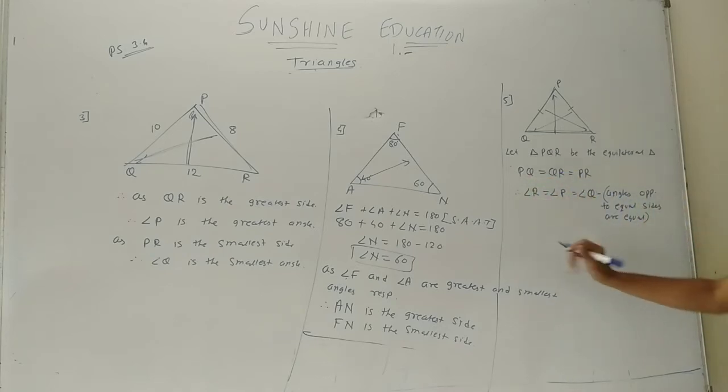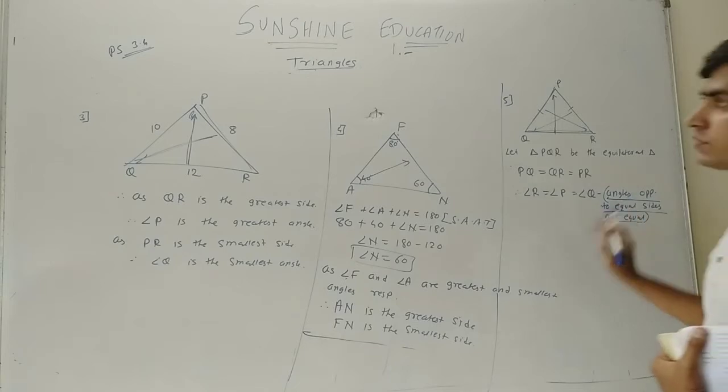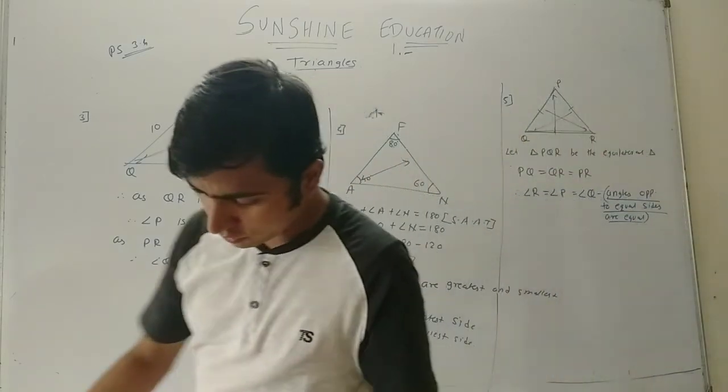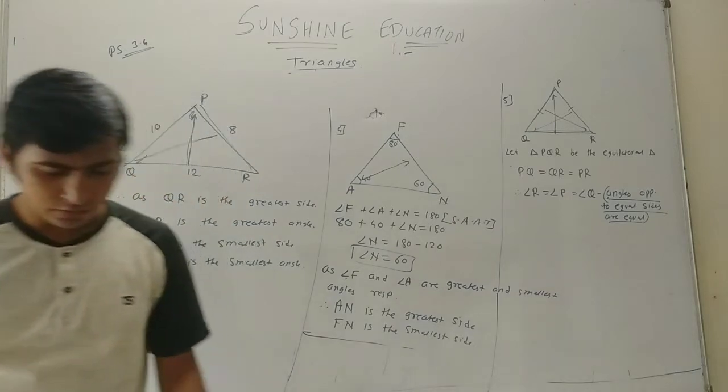That's it. Therefore, you can write the final statement. Therefore, all the angles are equal. Therefore, equilateral triangles are equiangular. Write this reason properly: angles opposite to equal sides are equal. So that would be correct. So that was the fifth one. Now move to the sixth one.